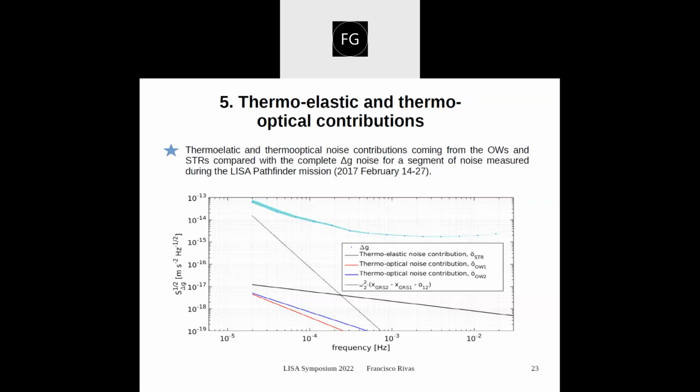The 2 lower lines, these 2, the solid blue line and the solid red line, are the disturbances produced by each optical window, giving us the thermo-optical contribution. And finally, this dash line gives us the contribution of this thermomechanical effect produced as a consequence of a relative movement between the optical bench and the gravitational reference sensors.